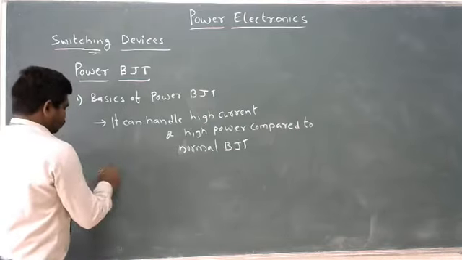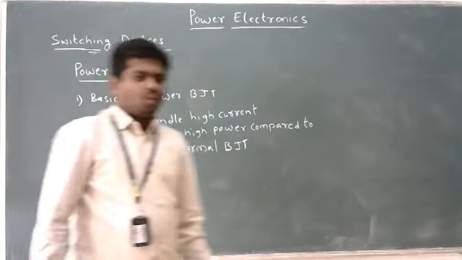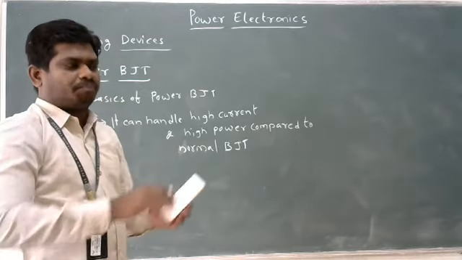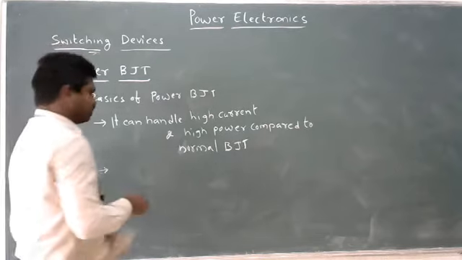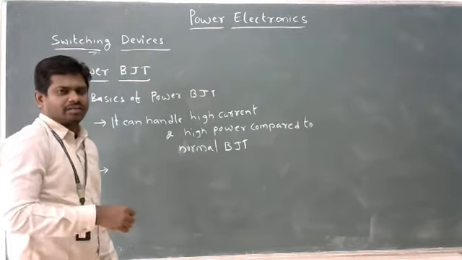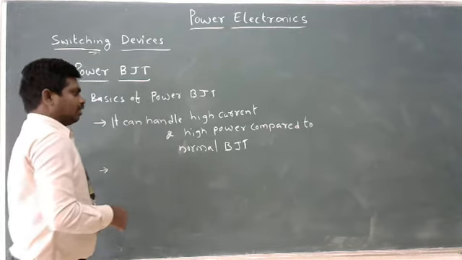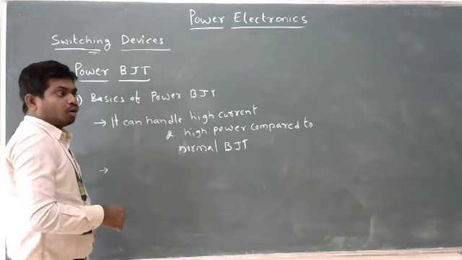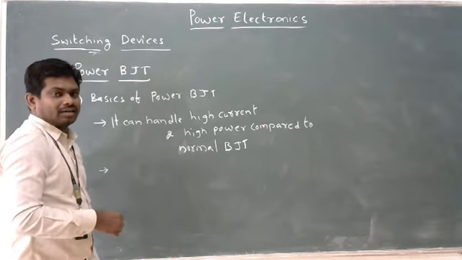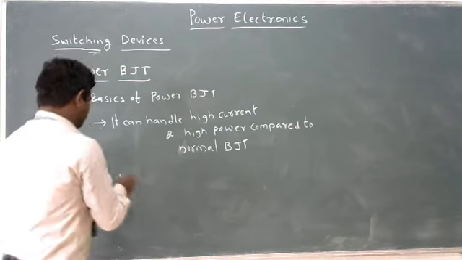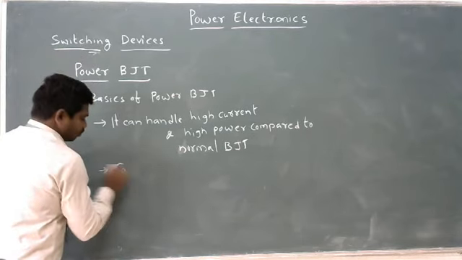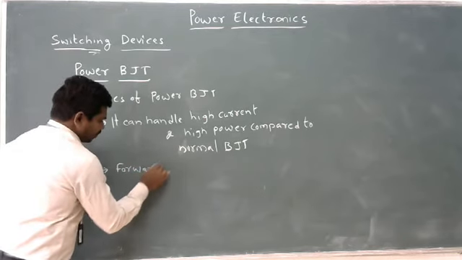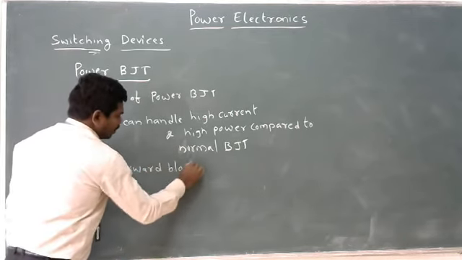And coming to point number two, it has high voltage and high resistance in the off condition. Different modes of operation are there for the BJT. When it is in the cutoff region, it gets a forward blocking capacity. It has more forward blocking capacity because of high voltage and high resistance values.